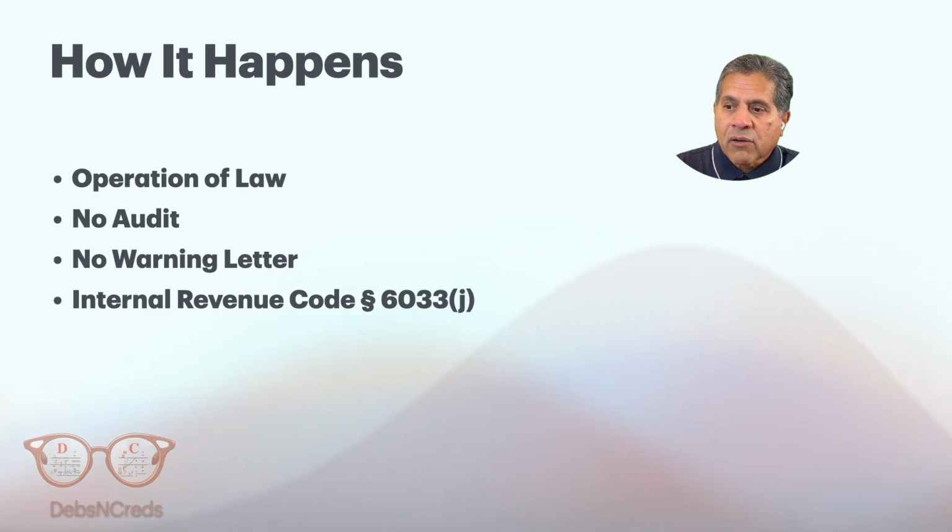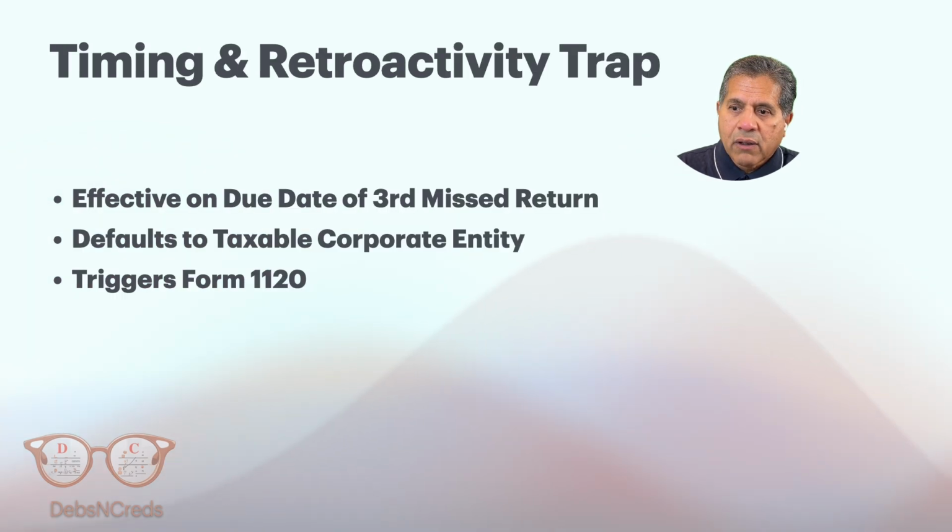The mandate from the IRS is that if a nonprofit organization fails to file its returns for 3 years, on the due date of the third return, this action becomes automatic. When that happens, the nonprofit immediately defaults to a taxable corporate entity, triggering the need to file a Form 1120 for all the missed periods.